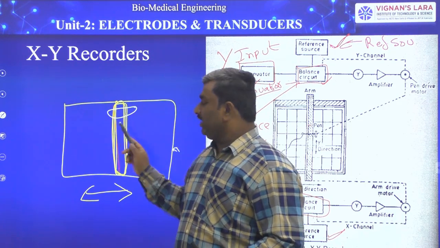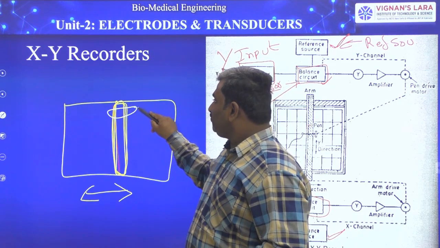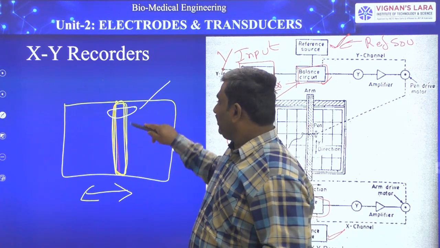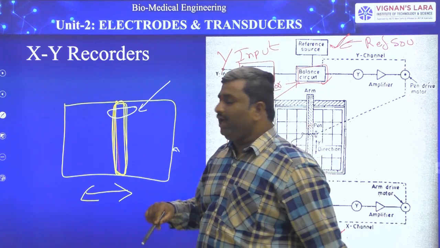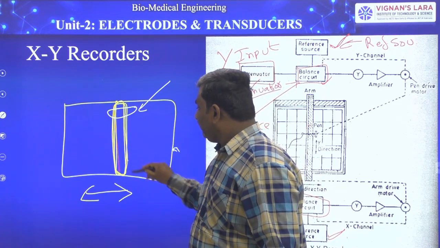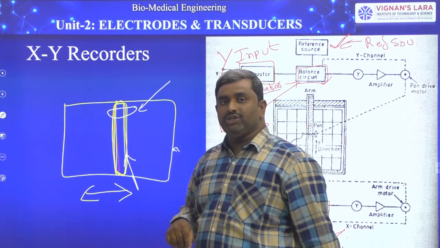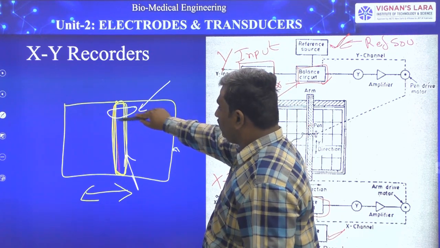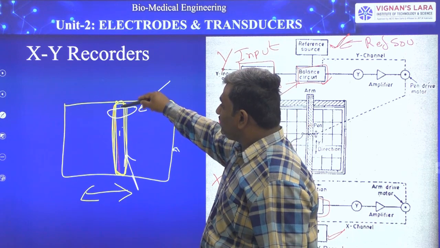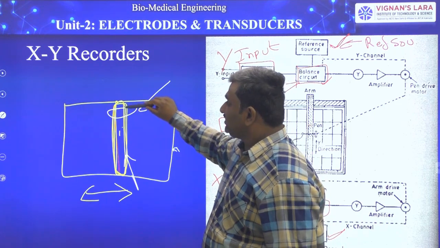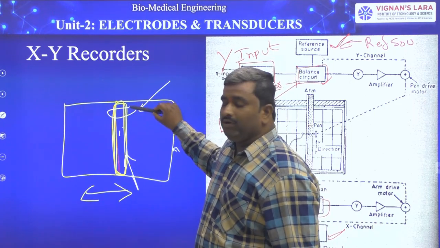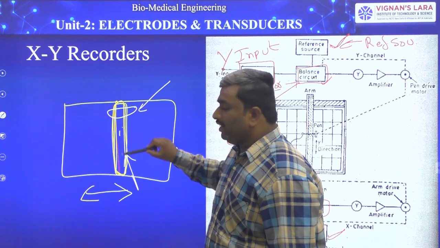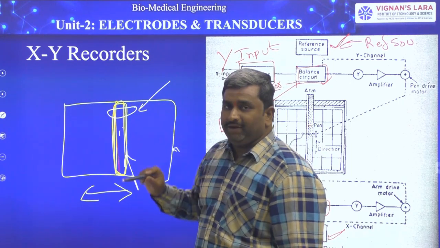Here I am keeping a stylus. Now this stylus will move in the vertical direction, right? So the stylus will move in the vertical direction, and this horizontal arm, generally we call it the arm. On this arm, we have a stylus system. Here in this concept, the paper is not moving.